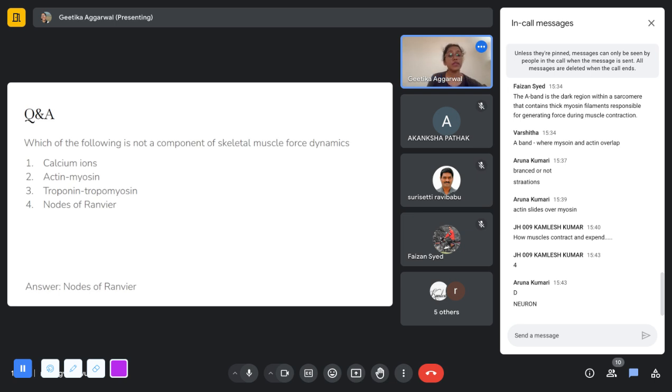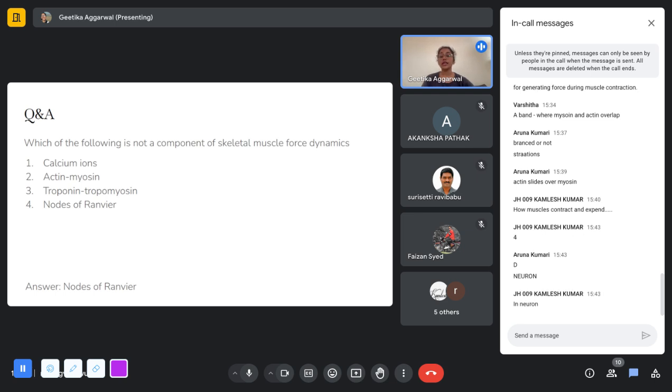In the neurons. Correct. So you're absolutely correct. So the correct answer to this is the nodes of Ranvier, because they're not even found in the muscles.